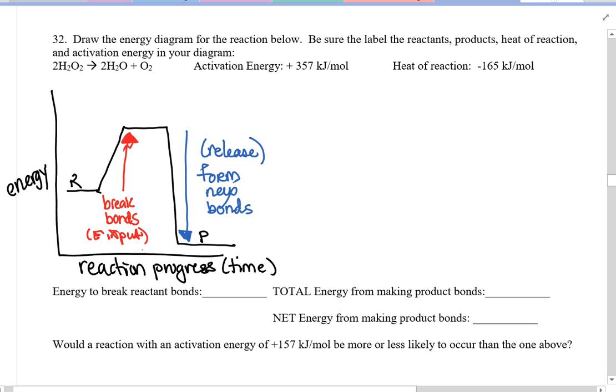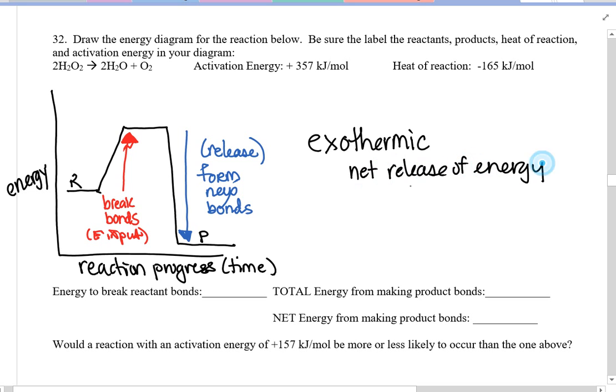And I wouldn't worry so much about the numbers down here, like adding things up and being able to give me a number for the energy from making products or breaking bonds. But what is important to know is that if you're looking at a diagram like this, this diagram represents an exothermic reaction. And that means that there is overall a net release of energy. So you think exothermic, energy is exiting the system.